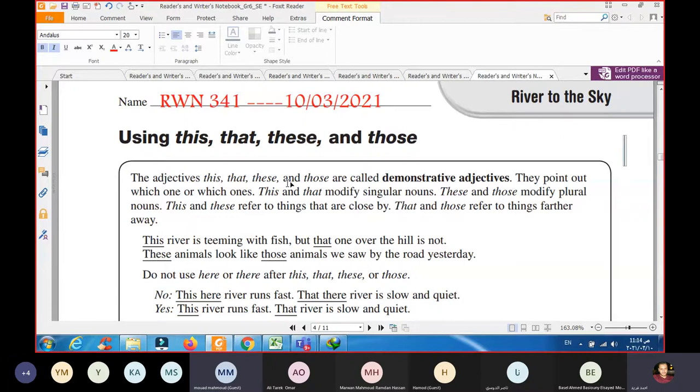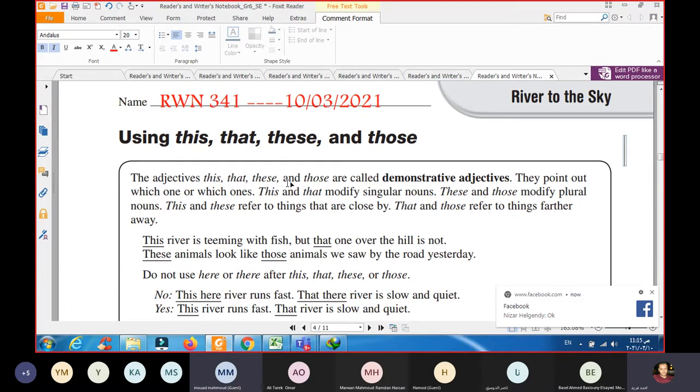This river is teeming. Let me ask you some questions, and according to my questions, you can answer. Okay. This and that, for singular nouns or for plural nouns? They are singular. Yes, for singular. And these and those? They are plural. Okay, you can continue. The river is teeming with fish, but that one over the hill is not. This and that, they are singular, but this is pointing. I can't, mister. It's a little hard.